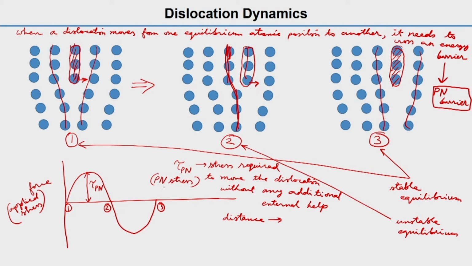stress. So you can see here that's the barrier. That means it needs that much force to cross the barrier, so that from position 1 to position 3 it can move from one stable atomic position, where I wrote here one equilibrium atomic position, to another. So what happens when the dislocation moves on a slip plane?